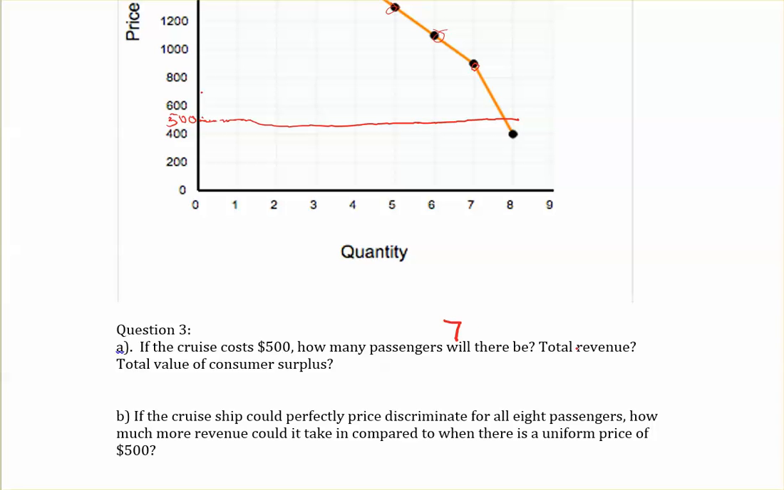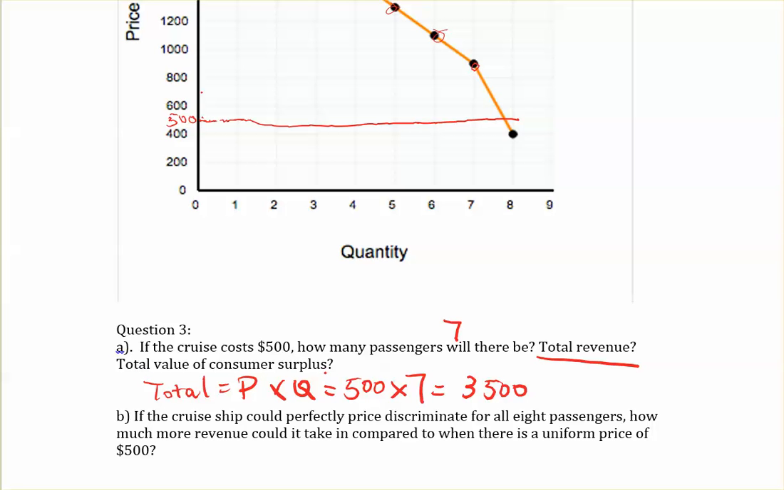Then it asks what the total revenue is. The total revenue equals the price times the quantity. So the price is $500 times 7 people, which equals $3,500. So that is the answer for total revenue. Last one, what is the total value of consumer surplus?